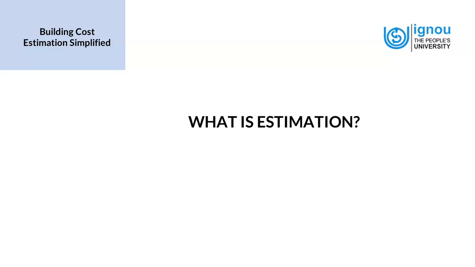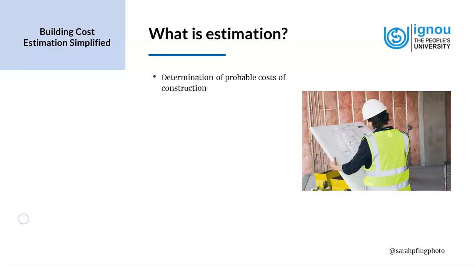Now, what is estimation? It is a determination of probable costs of construction, and it is not an exact science. That's something that we have to always keep in mind. Each item is analyzed, quantified, and rates are applied. So we'll take the example of brickwork. We analyze the item, what is the length and breadth and height of a wall, and then we quantify it by finding the volume, and then we find the unit rate of brickwork, and then we apply it, and then we finally come to the final amount.